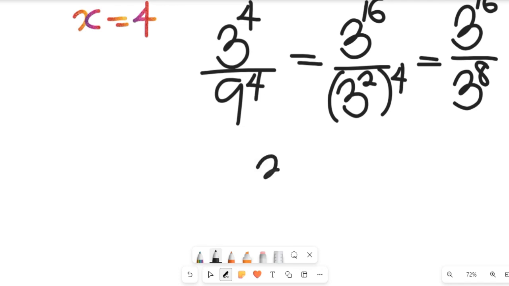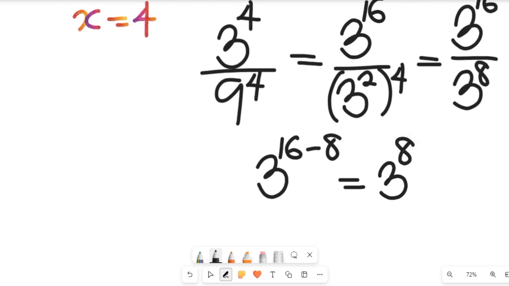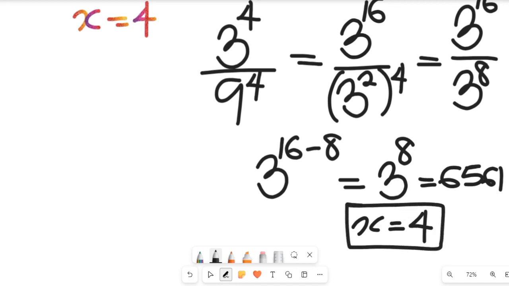So this would be 3 to the power of 16 minus 8, applying the exponential law, and this will be equal to 3 to the power of 8. So will 3 to the power of 8 give us 6561? Yeah, it's equal to 6561. So that means x equal to 4 is a solution for the expression given to us.